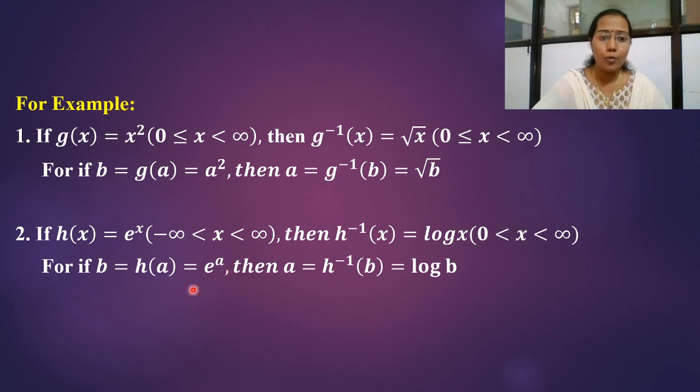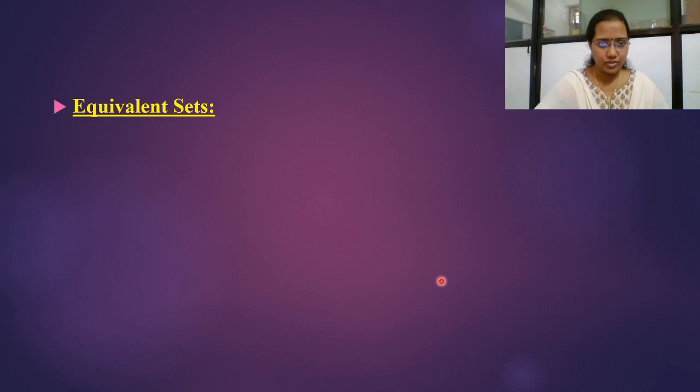Now to obtain a from b is equal to e raised to a, what do we need? We need to take log on both sides. So we take log of e raised to a, which means here it will be only a, and here it will be log b. Therefore a is equal to h inverse of b is equal to log b. That is, h inverse of x will be log of x. Okay, those are examples of inverse functions.